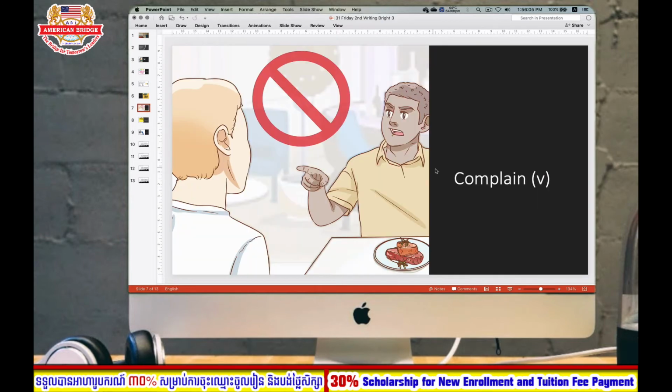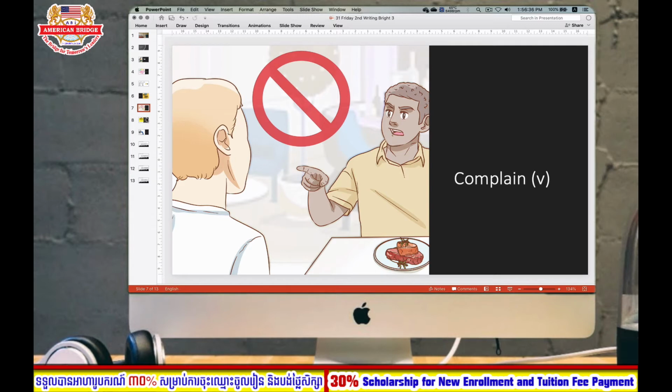Okay, and the other word is the word complain. Complain means you express your annoyance. You speak about something that you don't really like. If you look at this picture, the man is complaining about his food, which means he doesn't like the food and he complained. He said something that he doesn't like. So we call it complain.